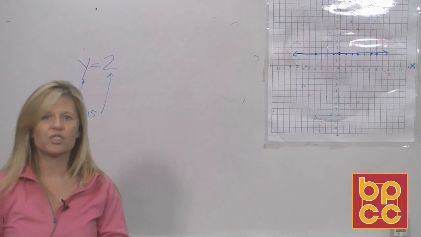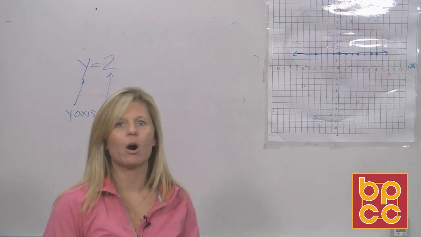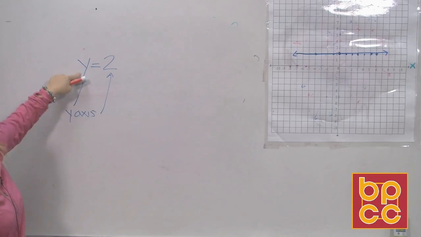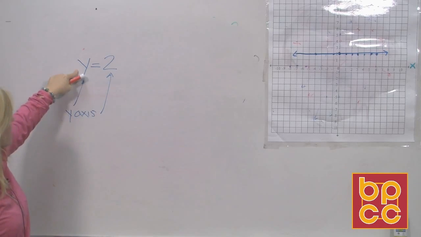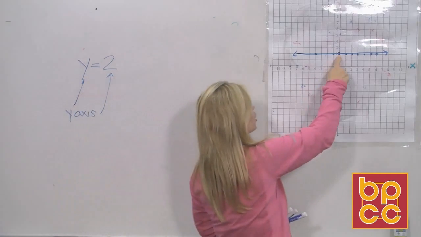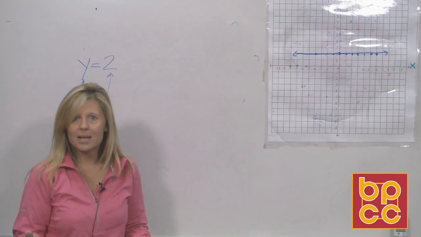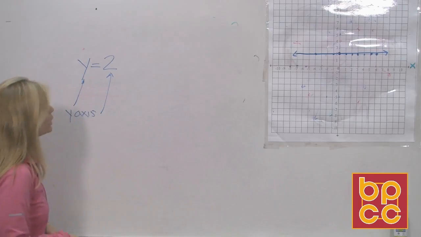So that's where we started today's lesson. I told you, if you see the letter y, it will always be a horizontal line. This letter tells you what axis you touch. When you go to draw that line, it can only touch the y-axis. That's it. Pretty simple, right? All right, we got one more.